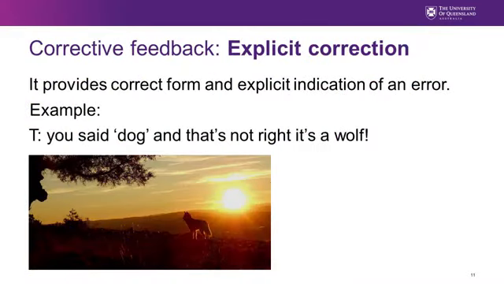Explicit correction is when the teacher provides the correct form and an explicit indication of an error. For example, a student might look at a wolf and say it's a dog. The teacher, in order to correct the student explicitly, would say, you said dog, and that's not right, it's a wolf.